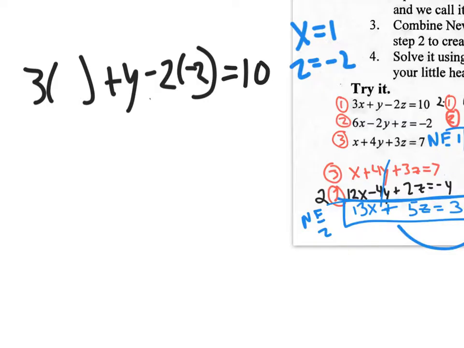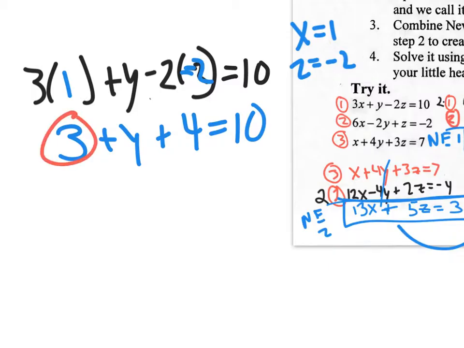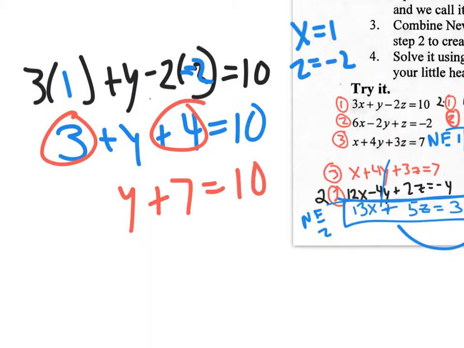And we said x is 1 and z is negative 2. I already plugged that in. Man, this is ugly. So we get 3 plus y plus 4, because negative 2 times negative 2 is positive 4, equals 10. Let's combine like terms. 3 plus 4 is 7. So you have y plus 7 equals 10. Minus 7, y equals 3.